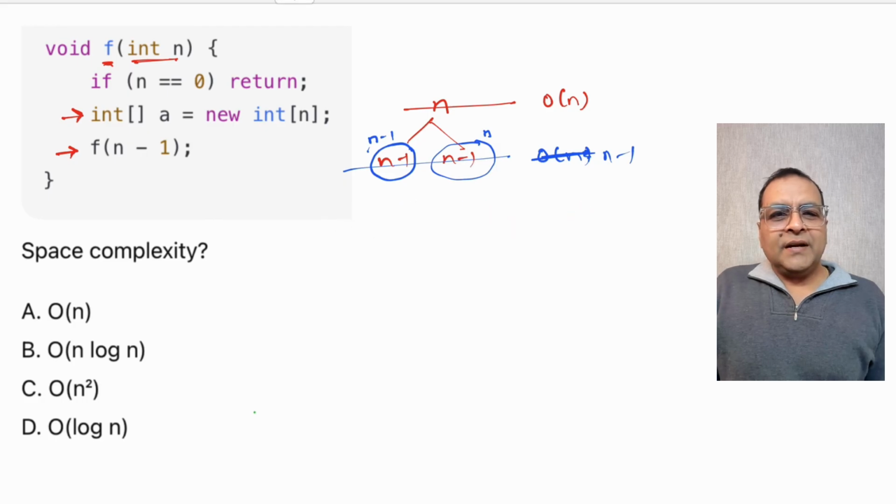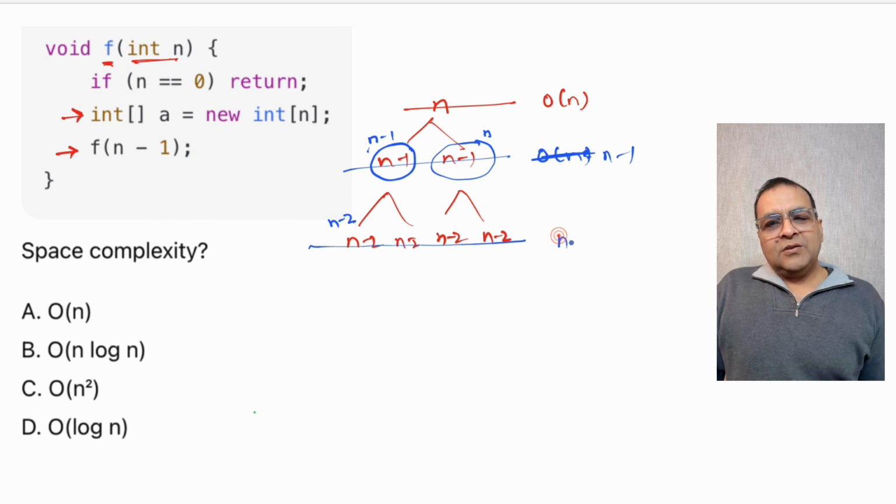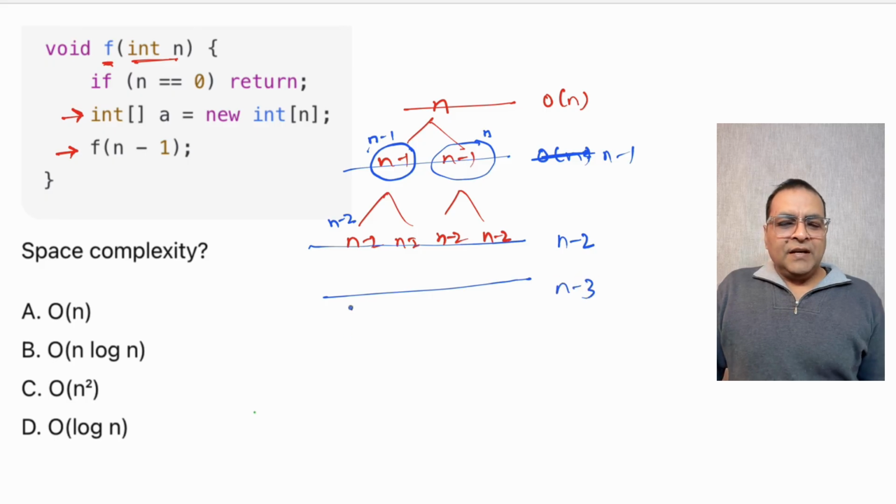What is the memory consumption at the next level? At the next level, there are 4 function calls. Each function call is called for n minus 2. And when one function returns, only then the second function will be called. All of these functions will allocate memory that is equal to n minus 2 into size of integer. Therefore, the total memory taken at this level is also order of n minus 2. The same thing can be said for the next level. In the next level, the total memory used will be n minus 3. We will keep on calling the function until n becomes equal to 0. At the end, the memory will be constant.